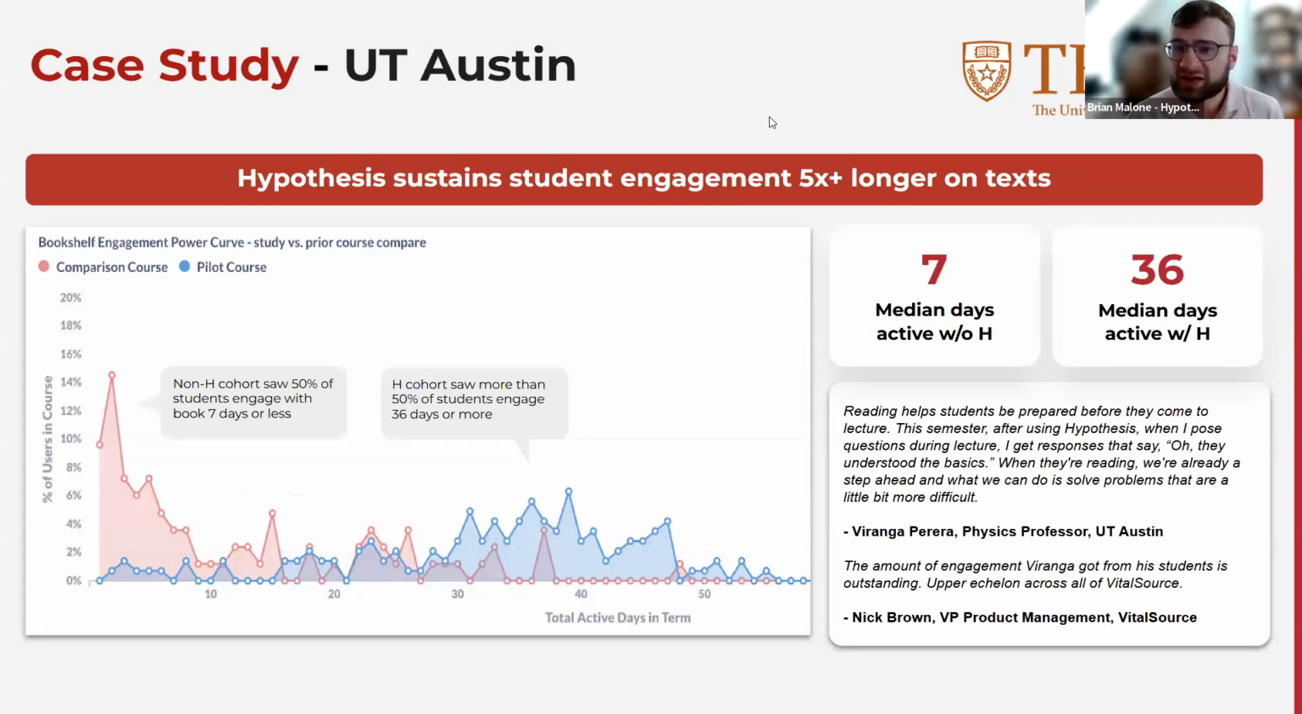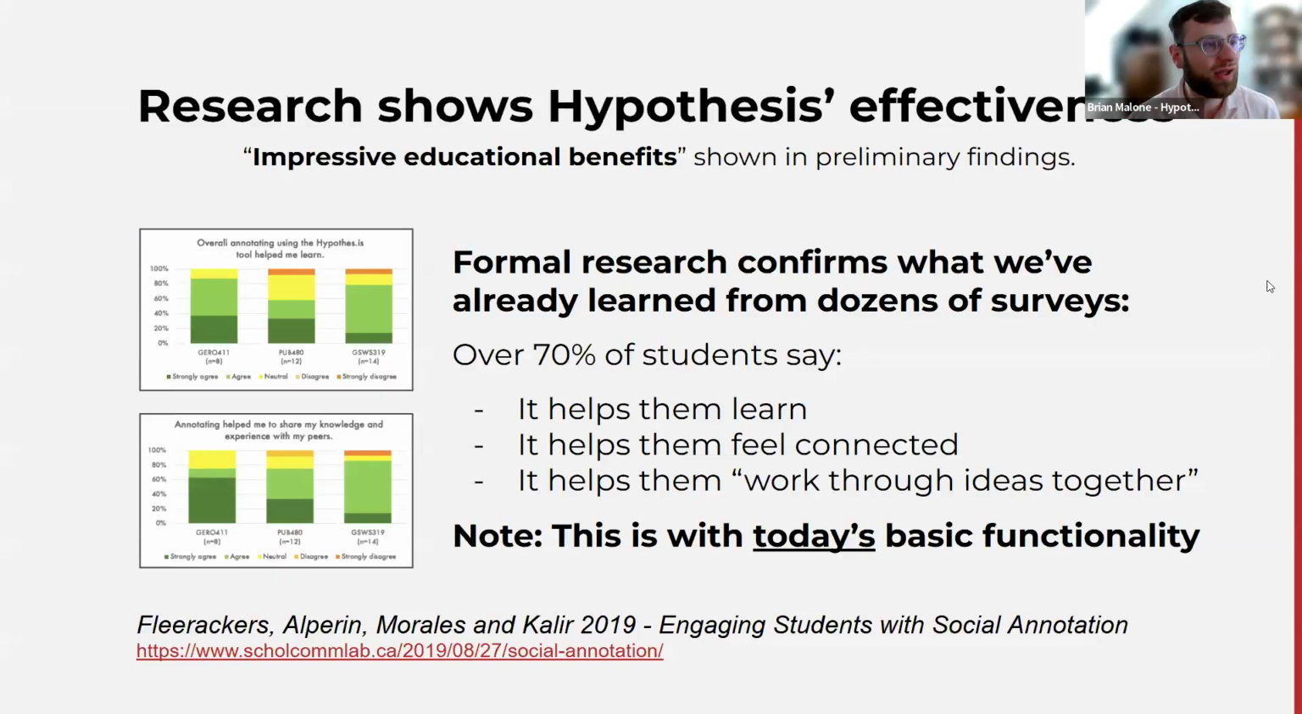Hypothesis, we've done some case study work just to measure our efficacy in courses. With one such case study with the University of Texas, Austin, just by including Hypothesis in course texts, we saw 5 times longer engagement on those texts. So students are spending more time with the reading when you have social annotation incorporated. And there was some research done in 2019 about student engagement with social annotation, and 70% of students are saying that it helps them learn, it helps them feel connected, and it helps them work through ideas together. So the tool is really building community, and it's really increasing time with the text that we assign.